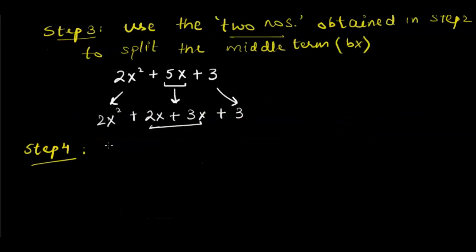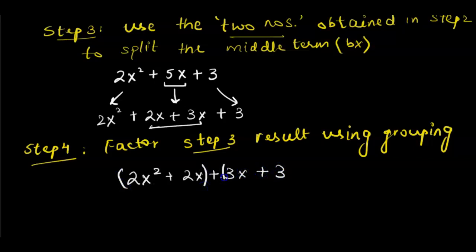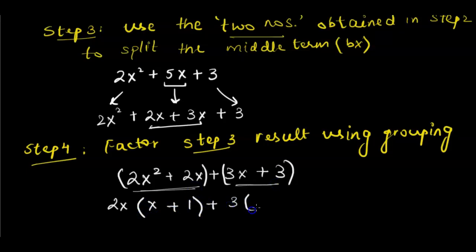Step 4 is to factor the step 3 result using grouping. Grouping is already explained in one of the previous videos. Let's see how it's done here. The result that is obtained in step 3 is 2x squared plus 2x plus 3x plus 3. We group the first two terms and the last two terms, and we factor out the common factor, which is 2x in the first term. So we are left with x plus 1, plus, here we have a common factor of 3. In the bracket we have x plus 1.